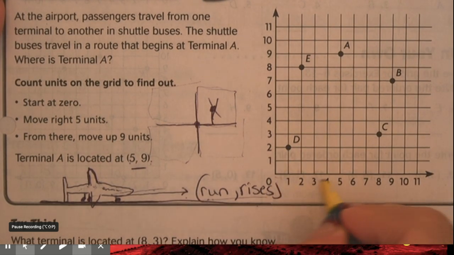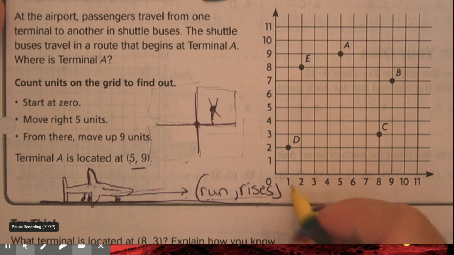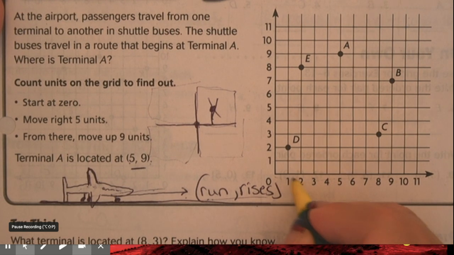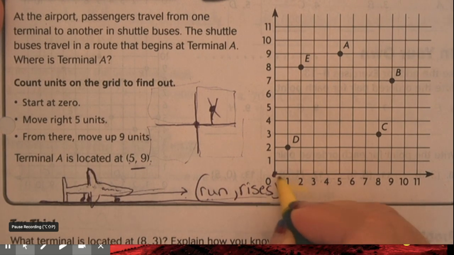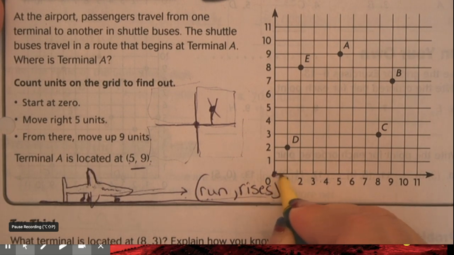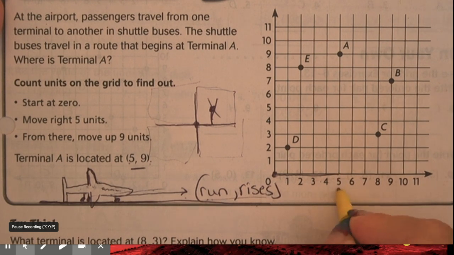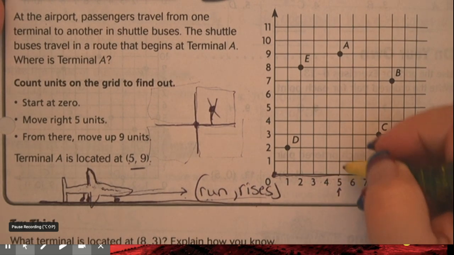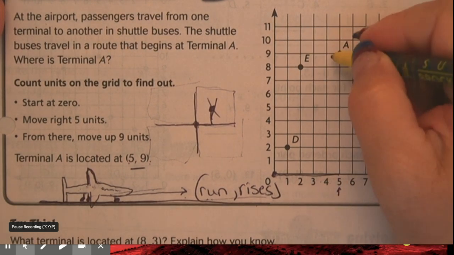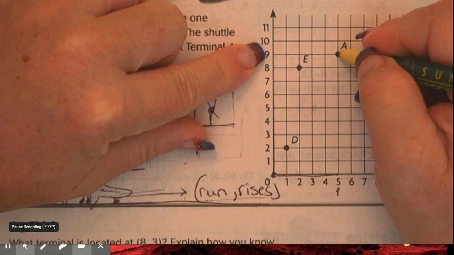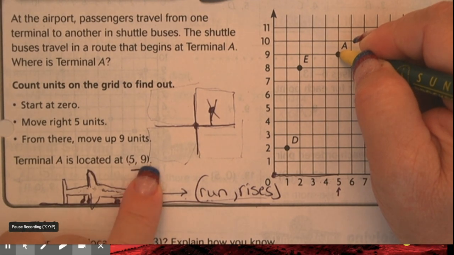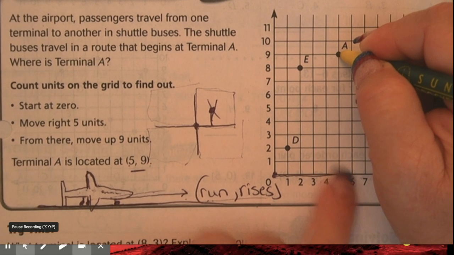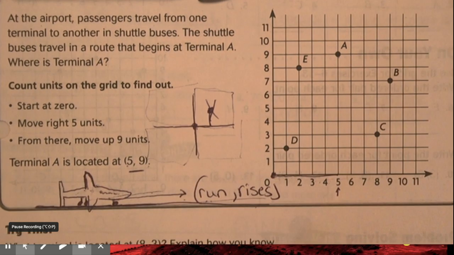So here they actually gave you numbers. Aren't they nice? Sometimes they won't give you numbers and sometimes they'll skip count by 2, 10, 5, but here you're just going to go by ones. Here's your 0, 0. Run 5. 1, 2, 3, 4, 5. There's the 5. Rise 9. Go all the way up to 9, and that's where you stop. So the first coordinate, which is run 5, rise 9, is A.